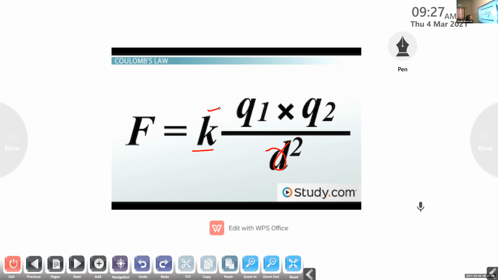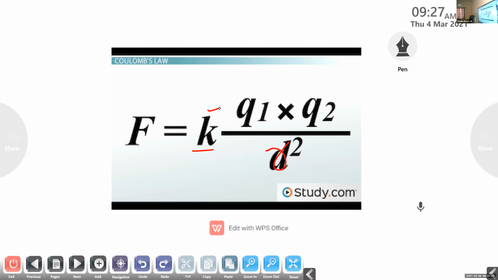What do you mean by K? I was absent for the last class. Okay. Adul, what does K indicate in this equation? Constant of proportionality. K is a proportionality constant. And Aditya, what is the value of this proportionality constant K? Ma'am, 9 into 10 raised to 9.